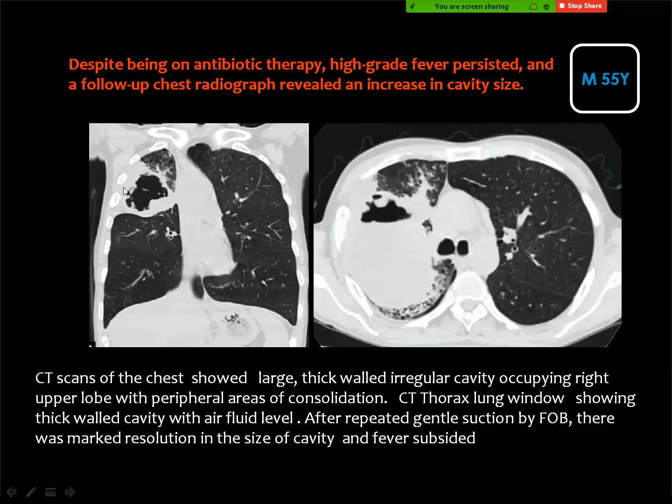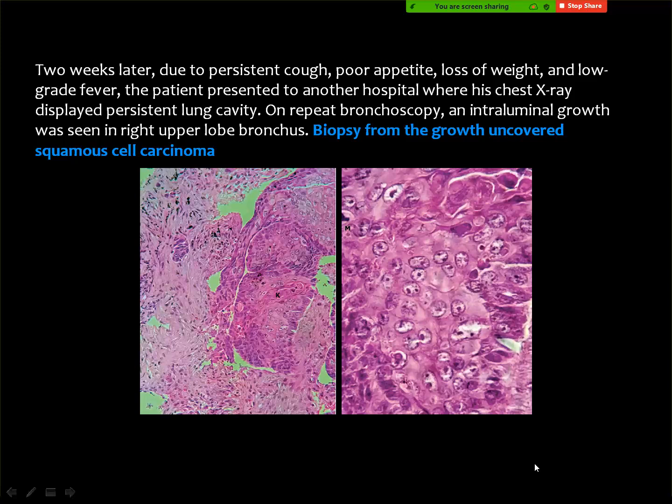And you see the thick wall and the irregularity of the inner margin. But the cavity has been filled once more with pus, and the pus was aspirated once more, and after that they had a biopsy from the wall of the lesion which showed the presence of squamous cell carcinoma.